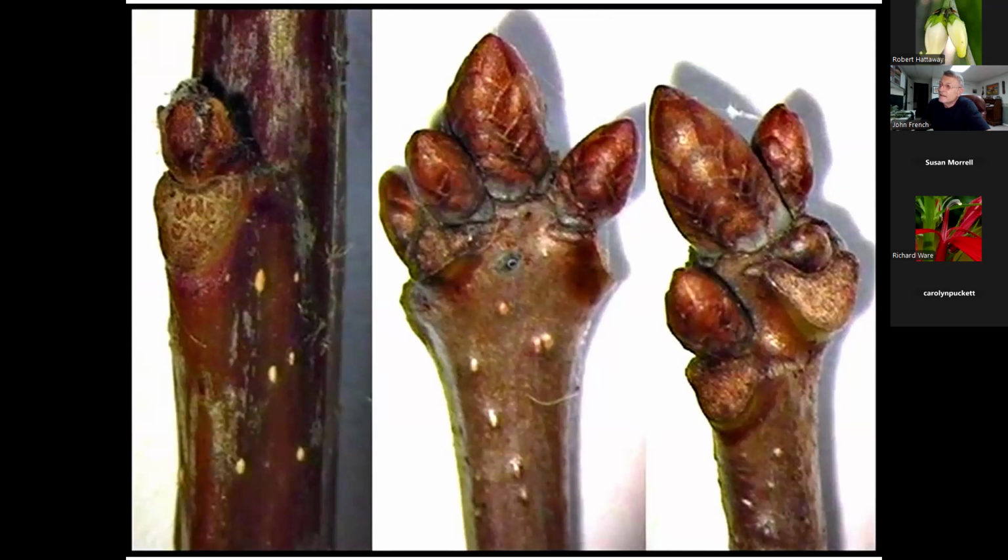If you look at the stem on the left side of the screen, you can see a leaf scar located right underneath the bud. And inside that leaf scar are what they call bundle scars. And if Bobby wants to elaborate on that, he can. Well, it's just vascular bundle scars, or the veins. Yeah, that's where the leaf gets its nutrients, basically.